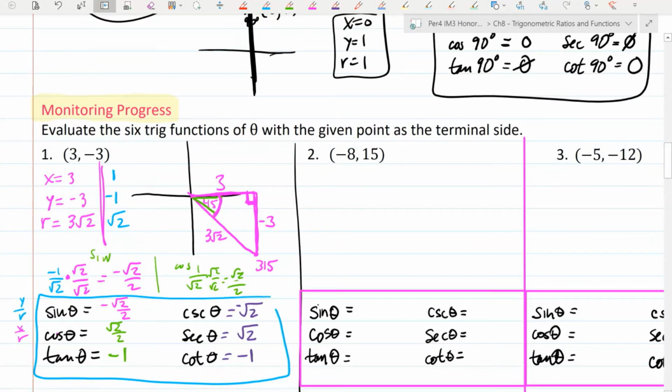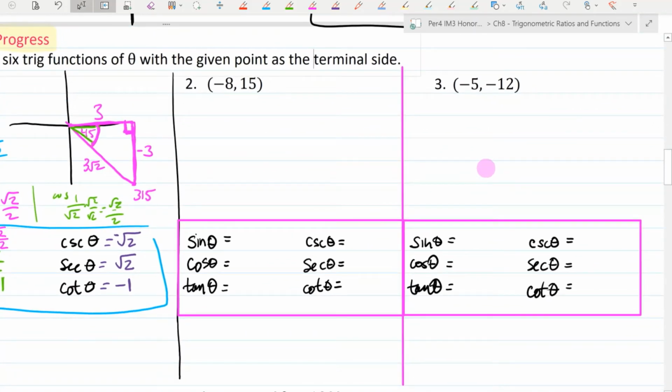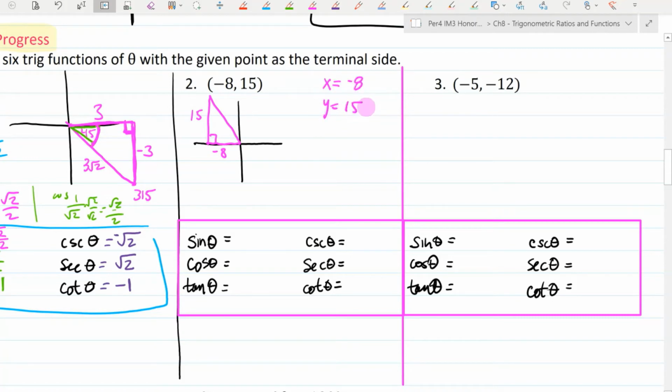All right, so you should have done these next two problems. I'm going to go ahead and do them and then put the answers in. So we have -8, +15. All right, so x equals -8, y is equal to 15. For r, we're going to have 64 plus 225 equals r squared. 289 equals r squared. And then if you take the square root of both sides, you're going to get 17 for r.